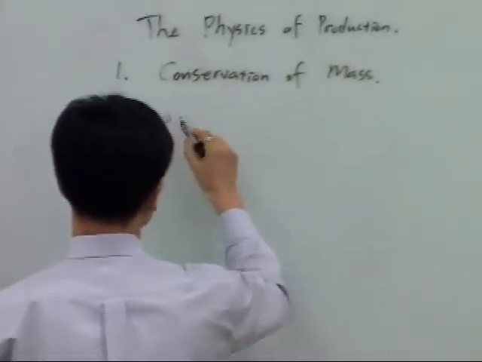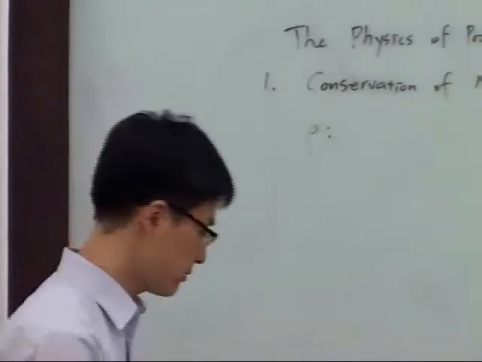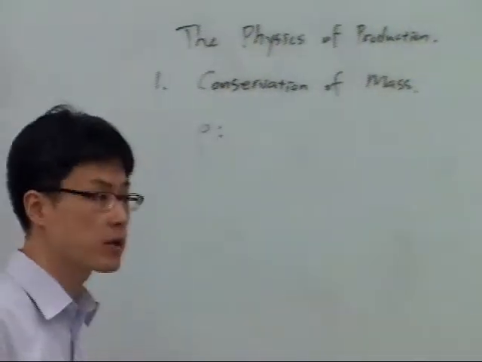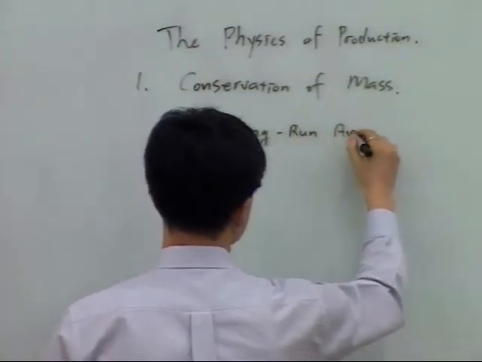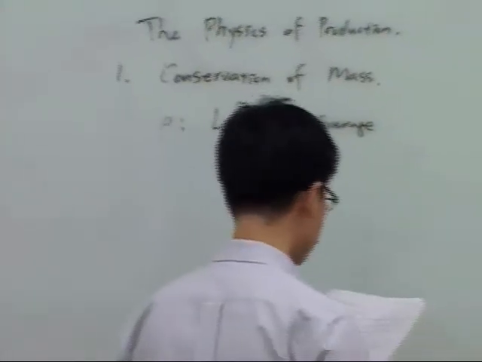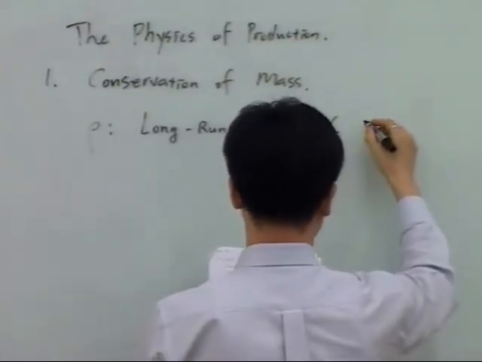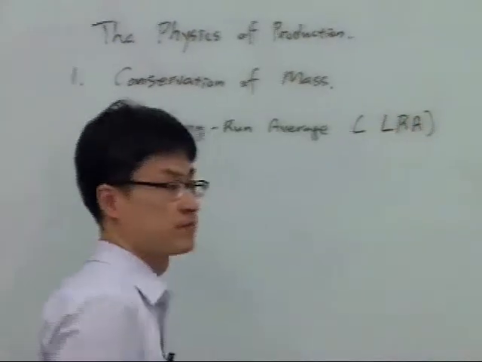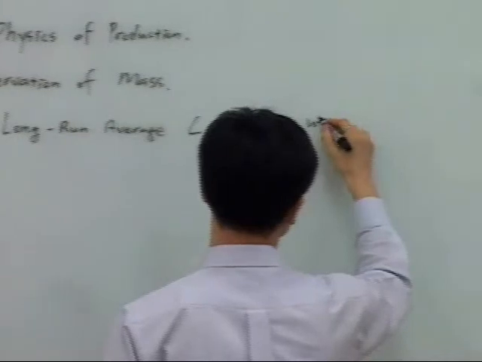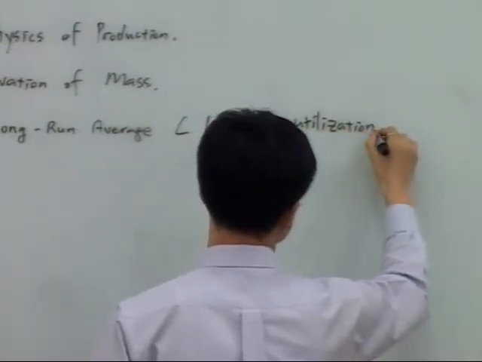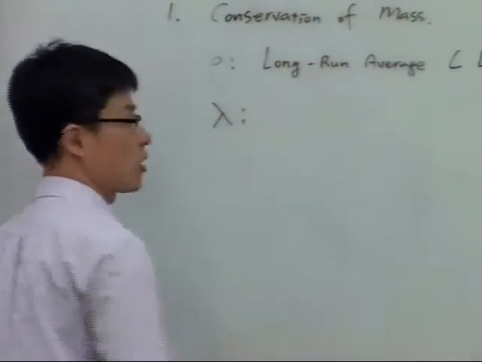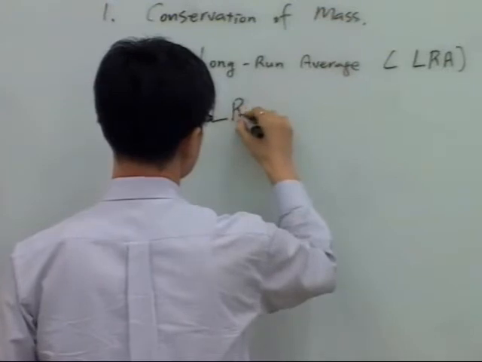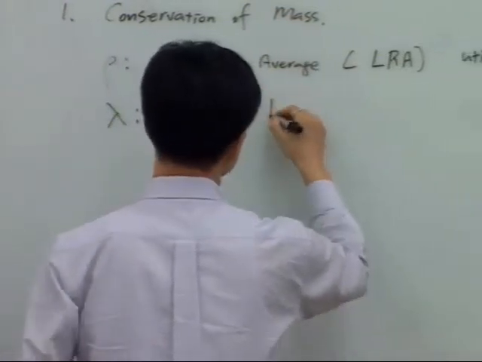Okay? So in order to discuss this conservation of mass, let's first discuss many parameters. First one is long run average, or in short, LRA, long run average utilization. The unit of utilization is %, and lambda, also long run average demand rate.